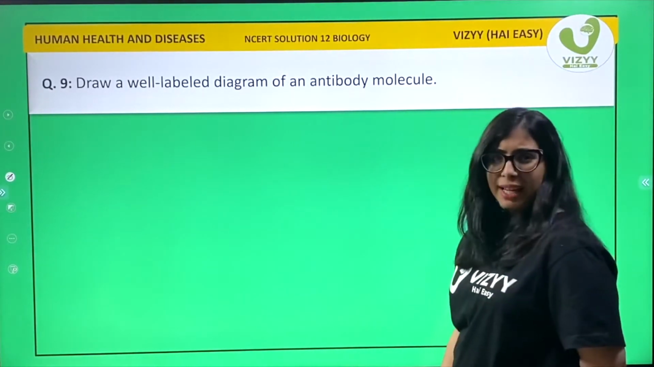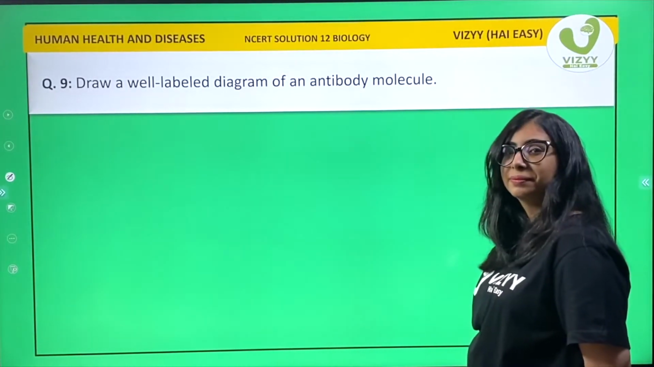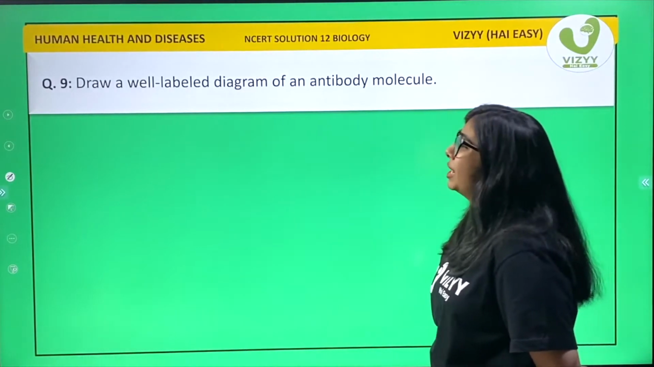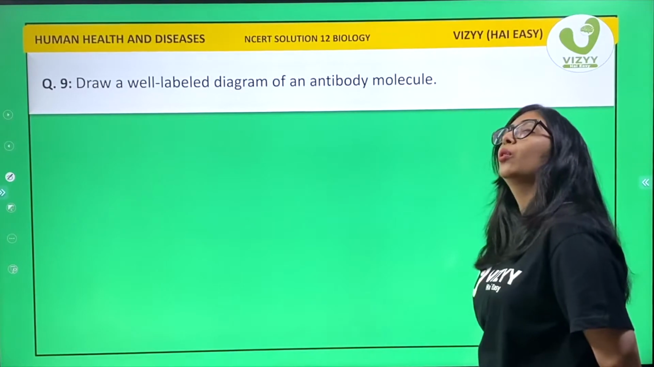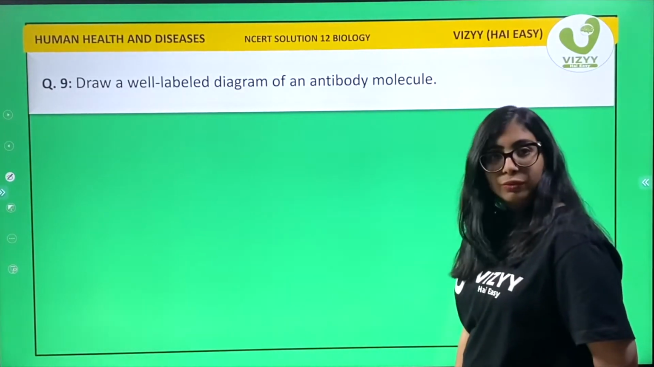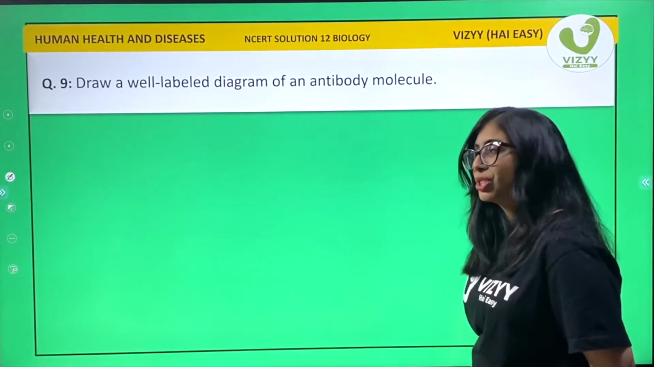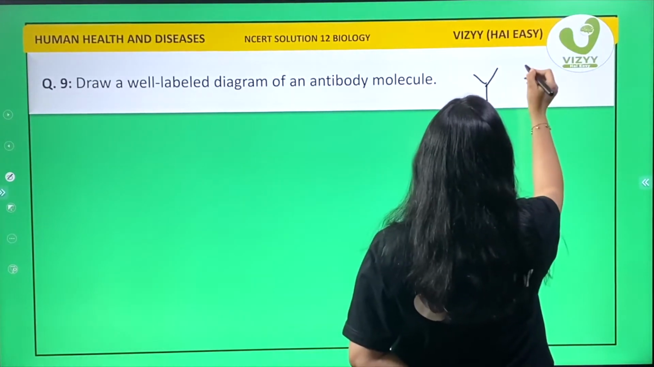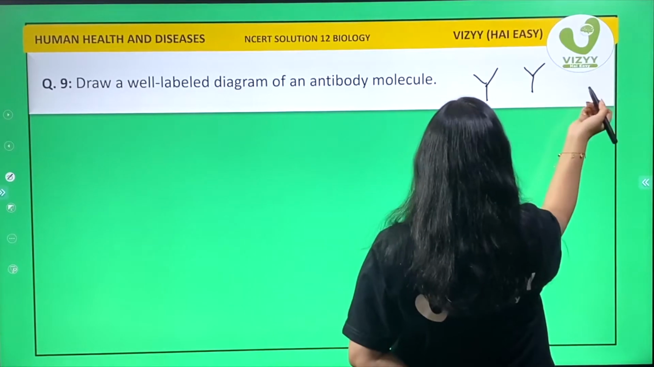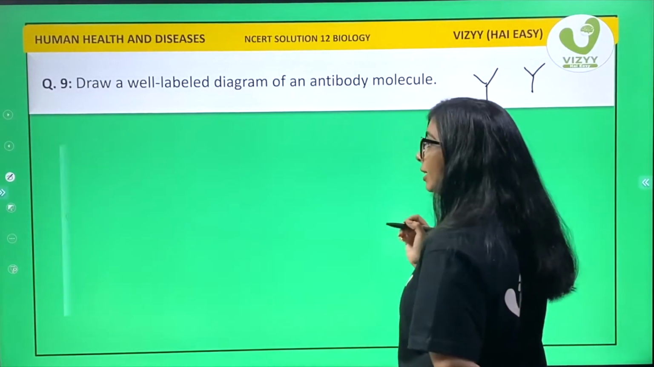Let's see what question 9 is. Question 9 is draw a well-labeled diagram of an antibody. Okay. So, to draw this, remember the shape Y or zipper fashion. Okay. Make sense? Let's see.